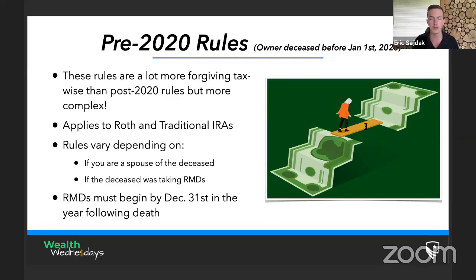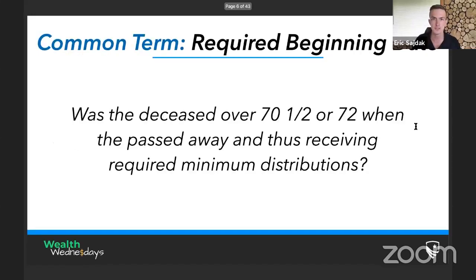But just note for all inherited accounts, whether it's pre-2020 rules or post-2020 rules, or I should say pre-Secure Act or post-Secure Act rules, RMDs must begin by December 31st of the year following their death. Okay, so let's say someone passed away tomorrow, you inherit an IRA. Okay, you won't have to take an RMD yourself for 2021. You'll have to take it for 2022. Okay, and we'll talk about some variations on that as well.